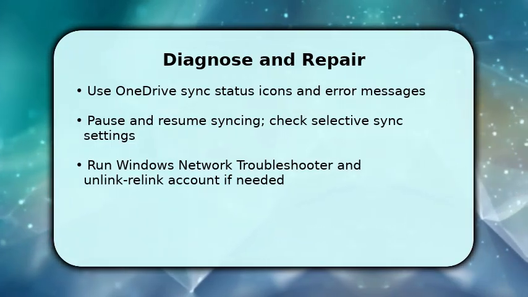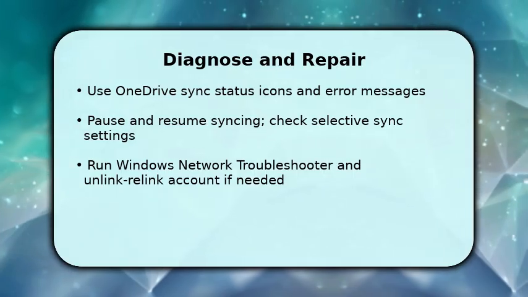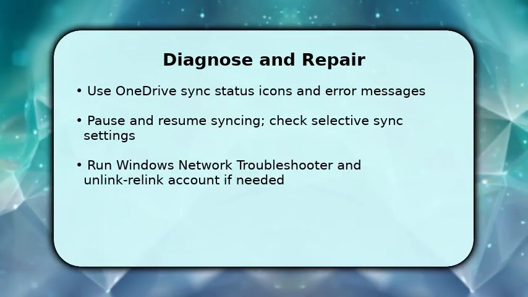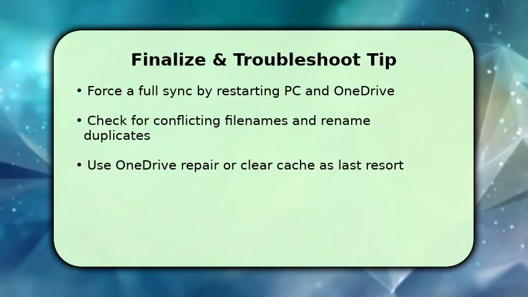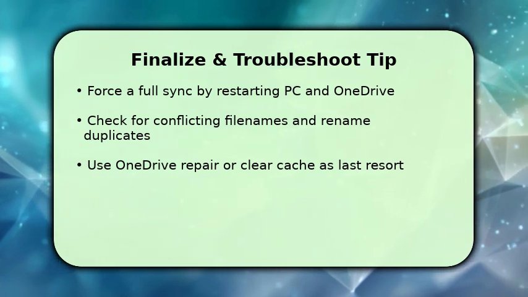Then unlink and relink your account to rebuild the sync database. Doing this rebuilds relationships between local and cloud files and resolves many corrupted index scenarios. Finish by forcing a full sync. Restart your PC and reopen OneDrive to prompt a complete reconciliation.